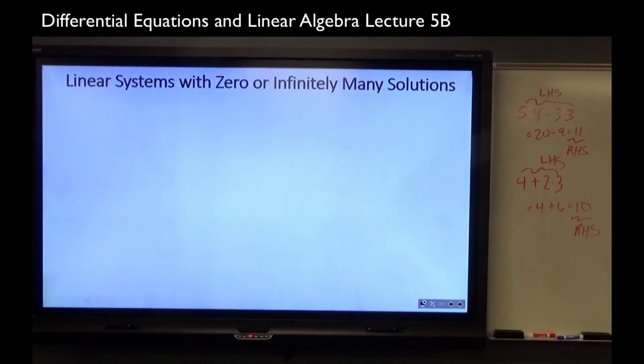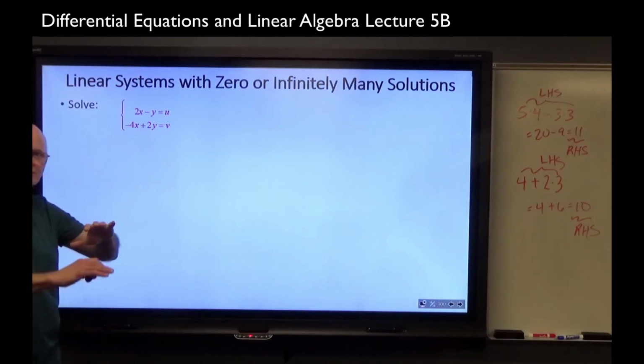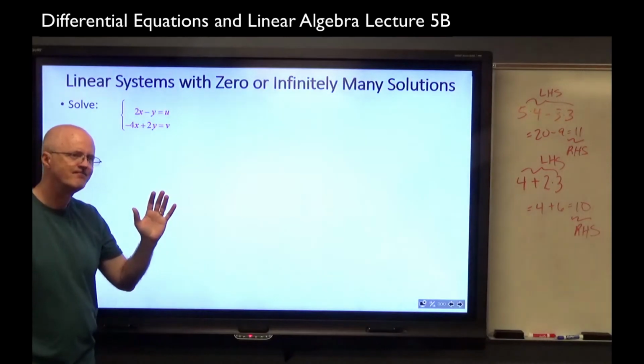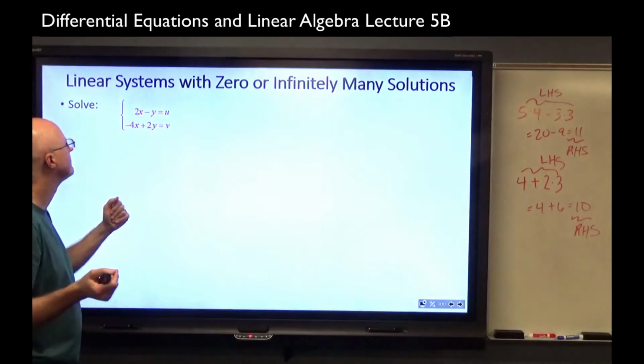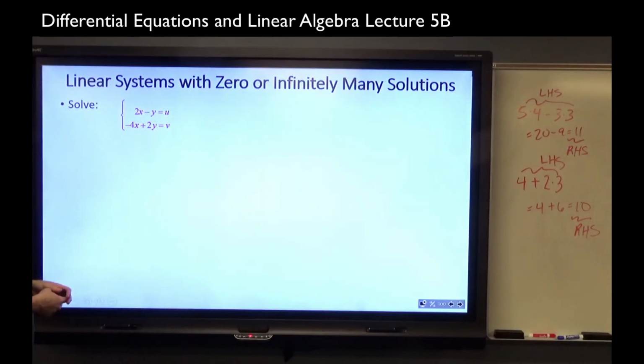Linear systems with 0 or infinitely many solutions can also occur. That last system we looked at had a unique solution, but we can also look at systems with 0 or infinitely many solutions. Let's consider a system like this: 2x minus y equals u, and negative 4x plus 2y equals v, where u and v are unspecified numbers. Are they constants? You could pretend they're constants. There are going to be situations where we pretend they're variables. Pretend they're constants for the moment.